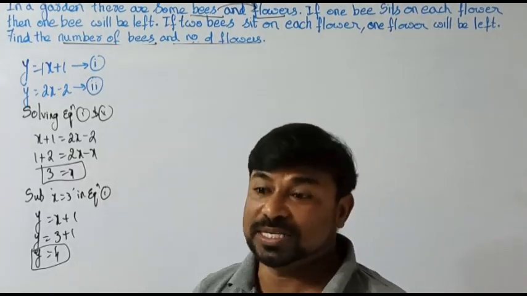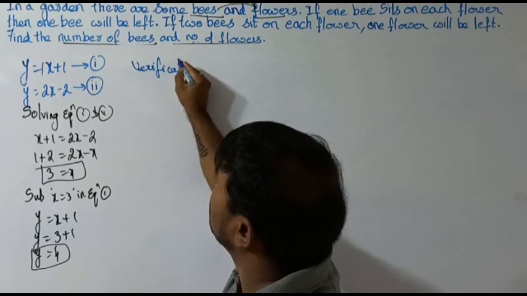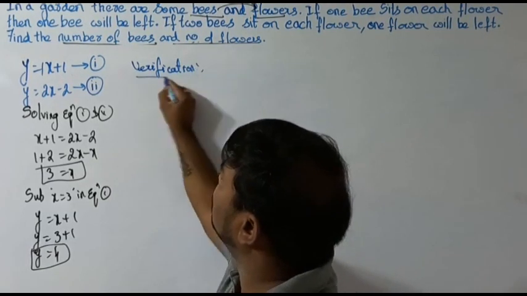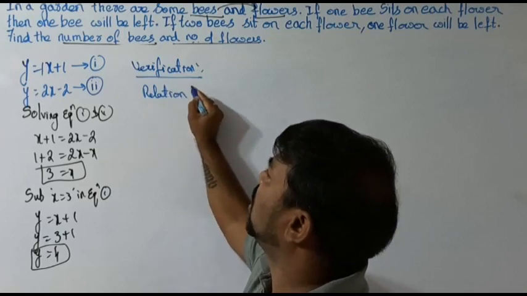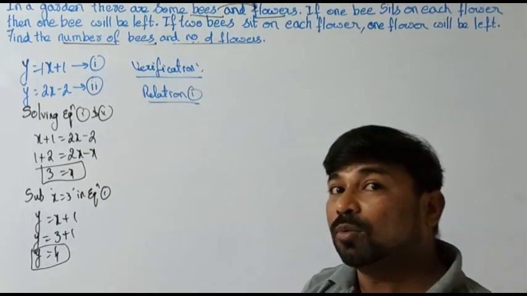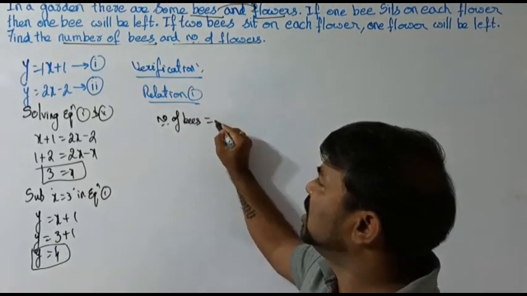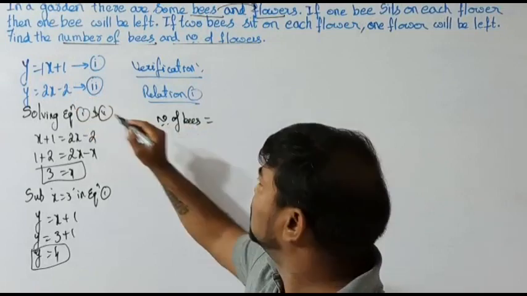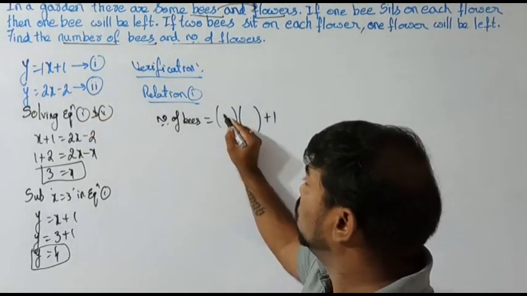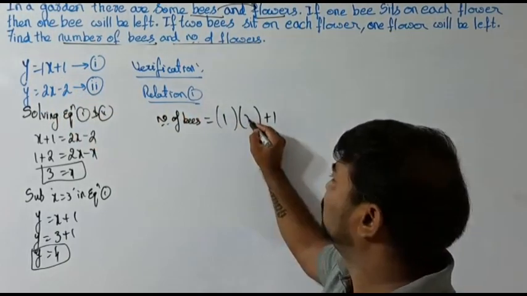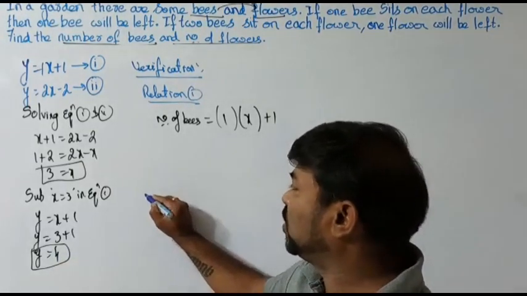So we may be thinking, yes, it's cool. But verification plays an important role. Verification. So according to relation 1, let's verify. What did he say? Number of bees equals, right? So 1 bee for each flower, and this is the number of bees. So how many bees are there in actuality?